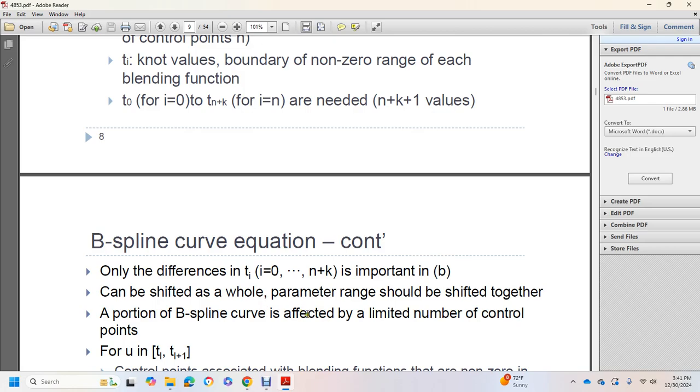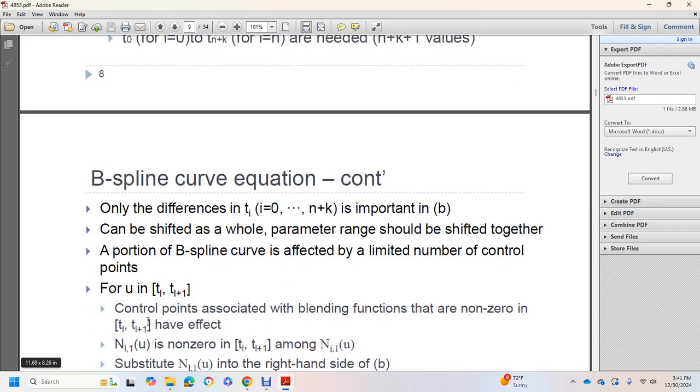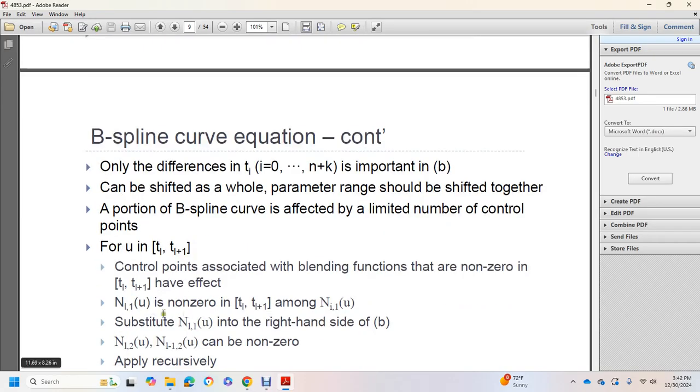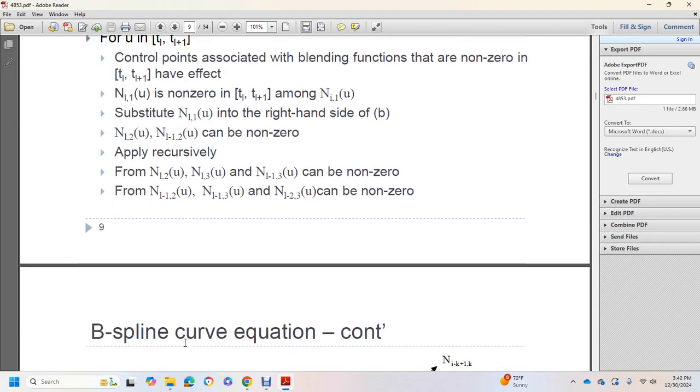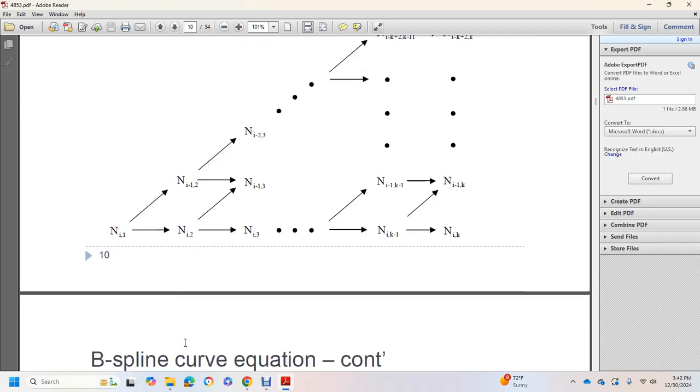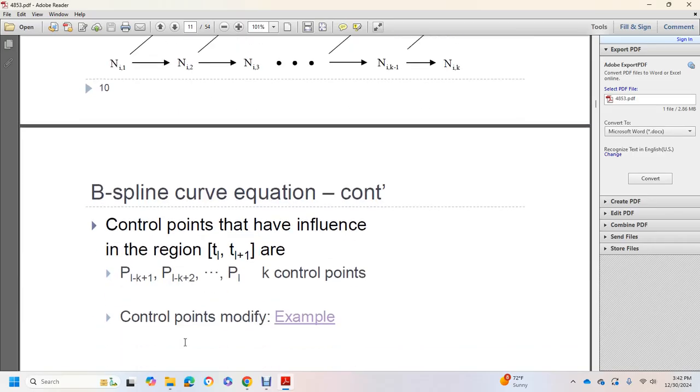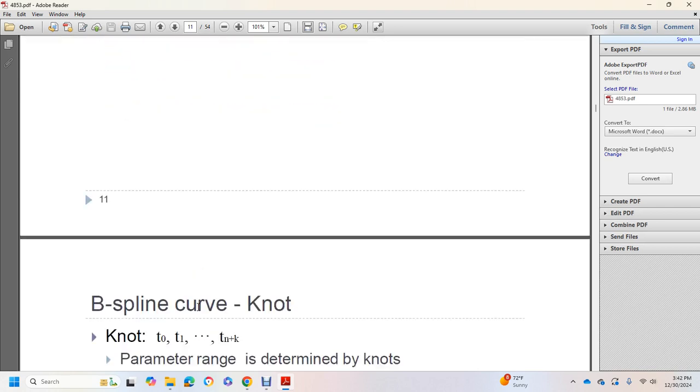The portion of the B-spline curve that is effective is limited to a number of control points. The control points whose associated blending functions are non-zero have an effect. Substitute into the right-hand side, which can be non-zero, and apply the recursion from the non-zero B-splines. Control points have influence over a region, as the examples of modifying control points show.